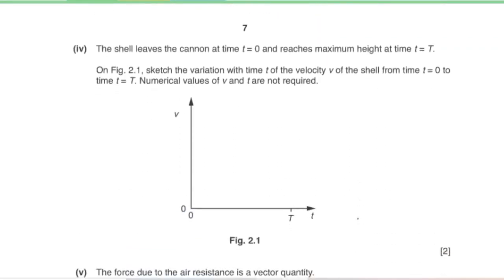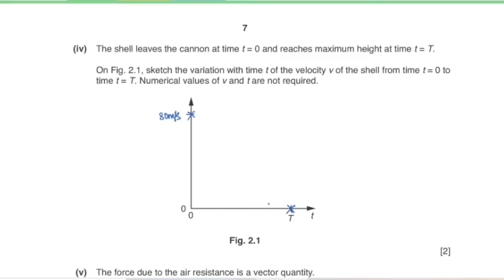Part 4, the shell leaves the cannon at time t equals 0 and reaches maximum height at time t equals capital T. So at this point of time where it has reached its maximum height, its final velocity is 0, so I'll mark this. And it starts with a maximum speed of 80 meters per second, so at time t equals 0, I'll mark that it had a maximum velocity.